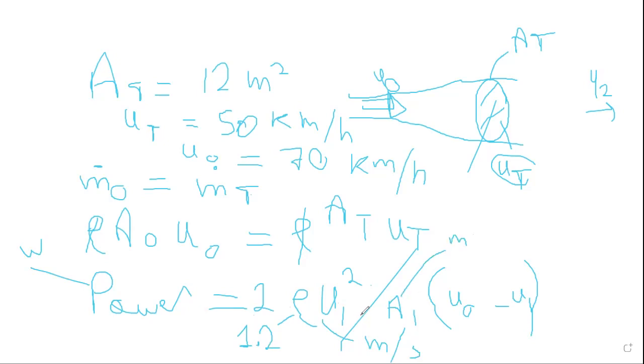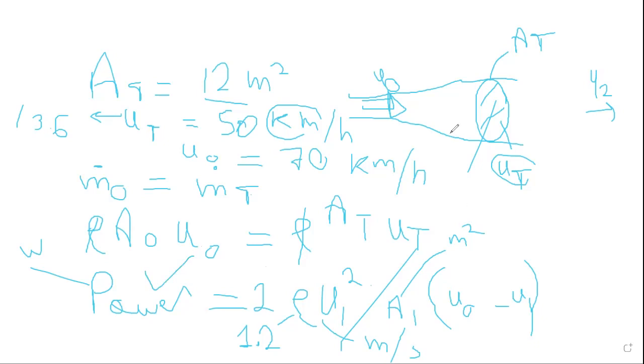We already have the area in meters square, it's 12 meters square. But for velocities, we should pay attention to convert them to meter per second. Whenever you want to go from kilometer per hour to meter per second, you divide by 3.6, because you multiply by 1,000 to convert to meter and divide by 3,600 to convert to second. So you divide 50 by 3.6 and 70 by 3.6, and you get the velocities in meter per second. When you replace in this formula, you get the power actually extracted by the wind turbine.